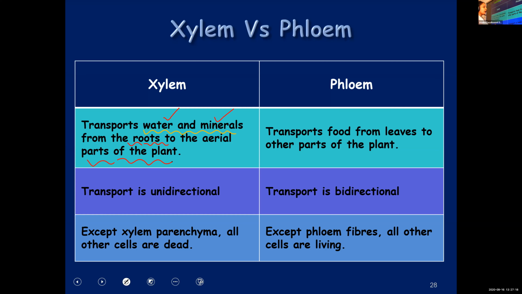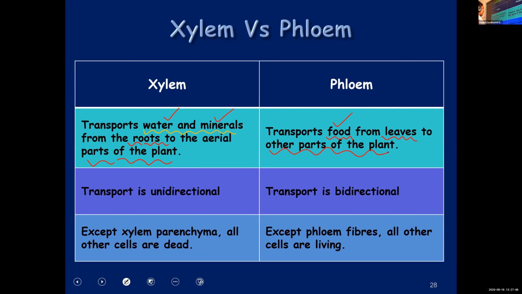Whereas phloem is transporting food. Where is food prepared? Which is the kitchen of the plant? Leaves. It is in the leaf that the food is being prepared. So from the kitchen of the plant, that is from the leaf, it should be transported to other parts. So it will be transported from the leaves to all other parts of the plant. That is the first point.